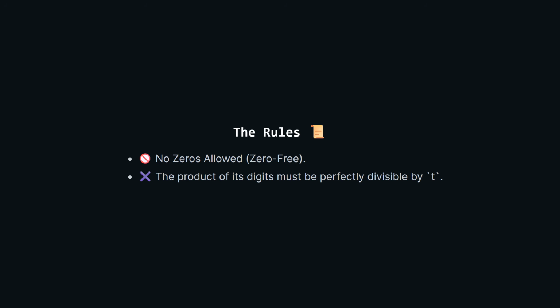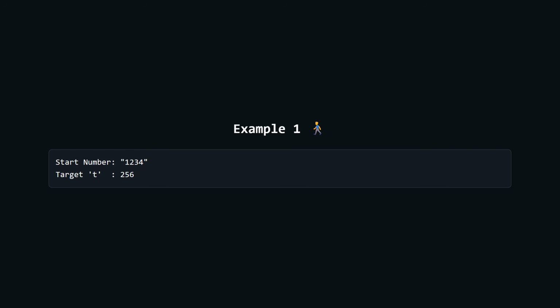But there are two catches. First, our new number cannot have any zeros in it at all. Second, if you multiply all the digits of our new number together, that result must be perfectly divisible by our target t. Let's look at an example to see how this works.